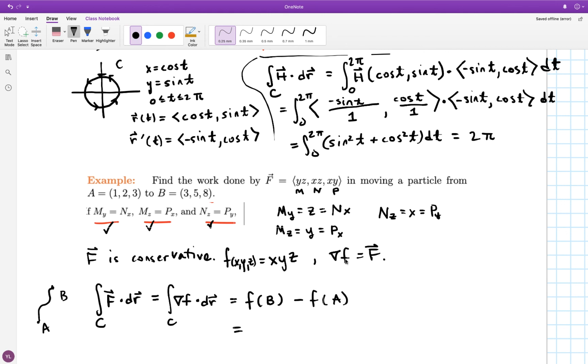Okay, so my f is right here, x times y times z. The point B is (3, 5, 8). So there, I just plugged in (3, 5, 8) into the function, minus the point A, which is (1, 2, 3). So I'm getting 120 minus 6 is 114. Done.